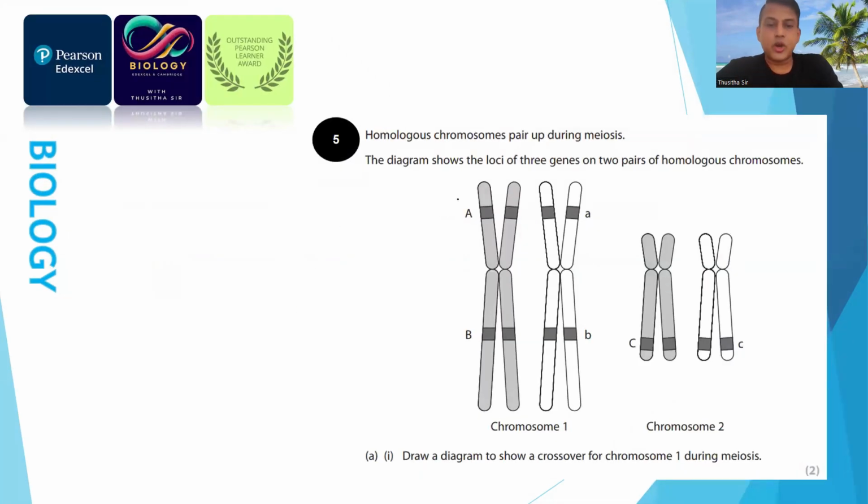Okay, next, homologous chromosomes pair up during meiosis. The diagram shows the loci of these genes on two pairs of homologous chromosomes. Draw a diagram to show crossover for chromosome 1 during meiosis. So, chromosome 1 during meiosis.